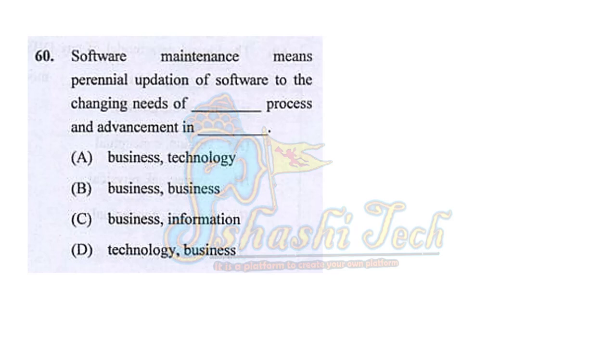Option A, business and technology. Option B, business and business. Option C, business and information. Option D, technology and business. Option A is the correct answer. Nowadays the business mainly depends on the technology. As and when your business increases, you need to update to the new technology, meaning advancement in the technology. So option A is the correct answer: changing needs of a business process and advancement in the technology.